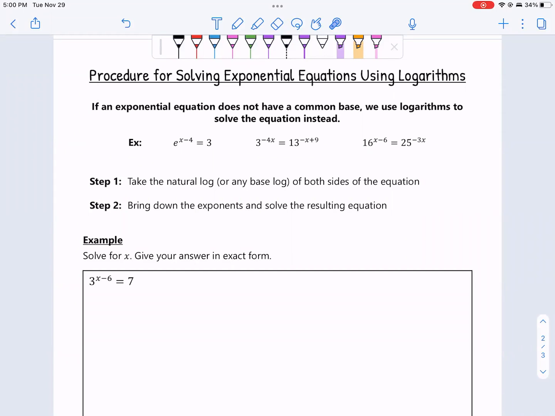The steps for this are taking the natural log on both sides of the equation. You can use any base log, but I like using ln because it's 2 letters as opposed to 3 letters or 4 letters if you have a different base. So that's what I use. We take the natural log on both sides, we take down the exponents, we solve the equation.